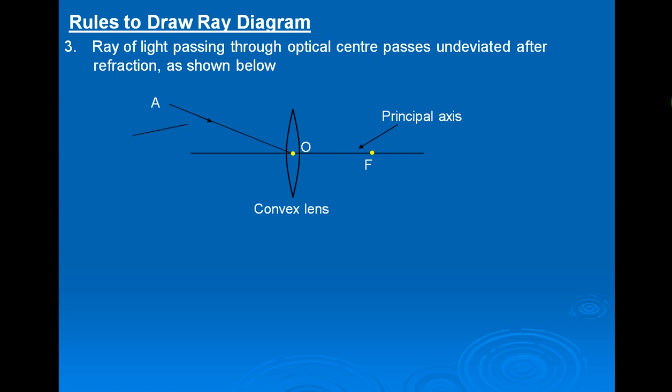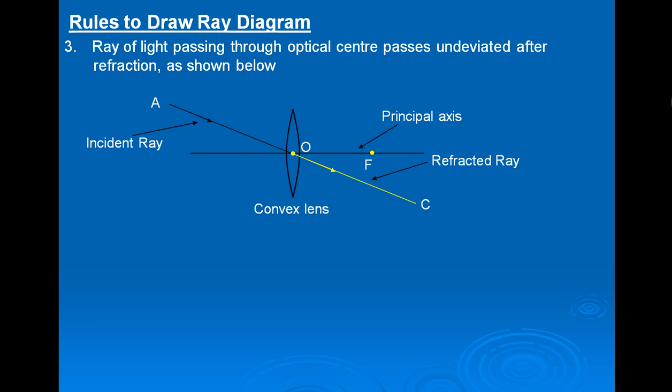So AO is an incident ray of light passing through the optical center, and according to the third rule, it must pass undeviated after refraction and moves along OC. So OC is the refracted ray of light.